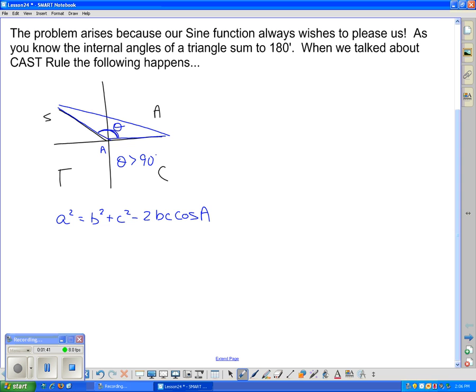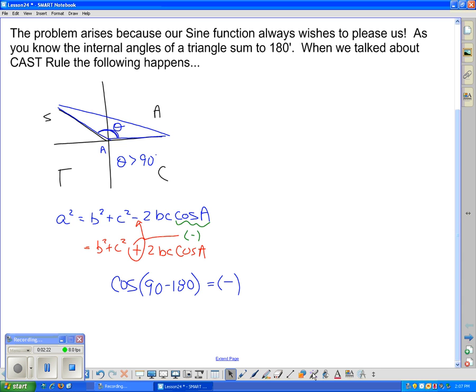What happens when the angle is greater than 90 degrees? Well, we know that cos of an angle bigger than 90 degrees, so from 90 to 180, will equal some negative number. Which means that this term here would become negative, which then means negative subtract a negative. We would have b squared plus c squared plus 2bc cos A as our end result. So the cosine law is very, very smart. It knows, hey, I have an angle bigger than 90 degrees, and I'm going to compensate for it.